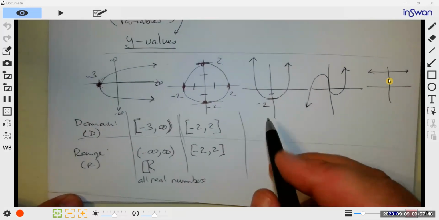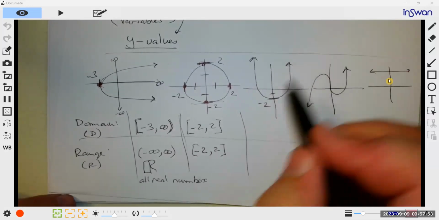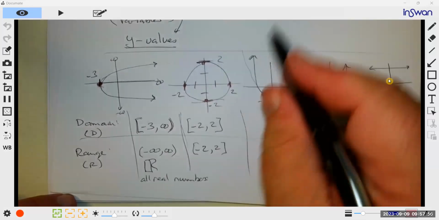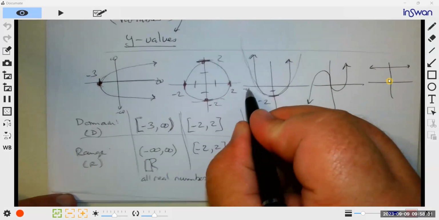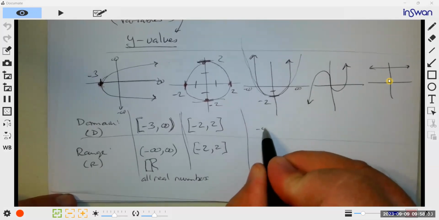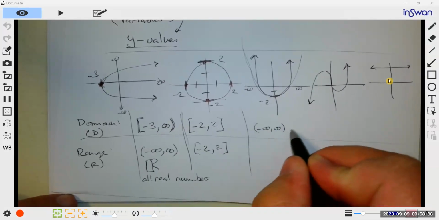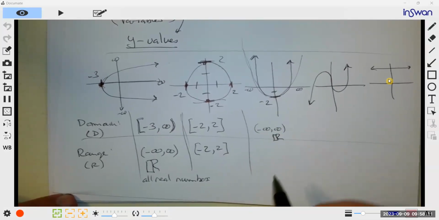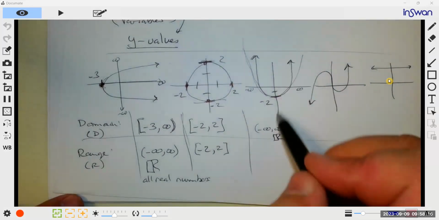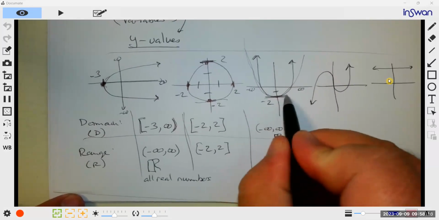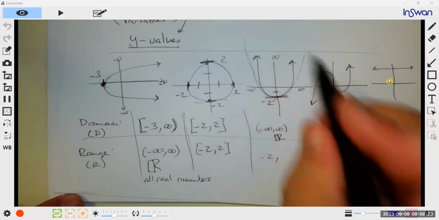How about this one? The domain, left and right. Again, these arrows are going forever and ever up and out. It's not going straight up, it's actually going out like this. So it's going from negative infinity to positive infinity. You can write either one of these, they'll both be the same thing. It means all real numbers. Now, vertically, the lowest it can go is -2, and it keeps on going up to positive infinity.